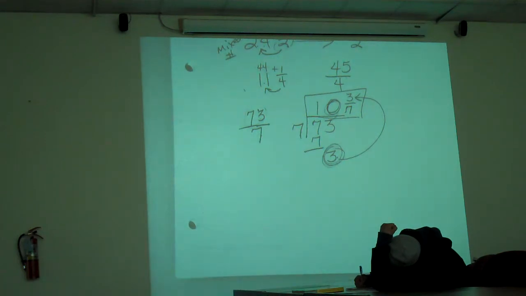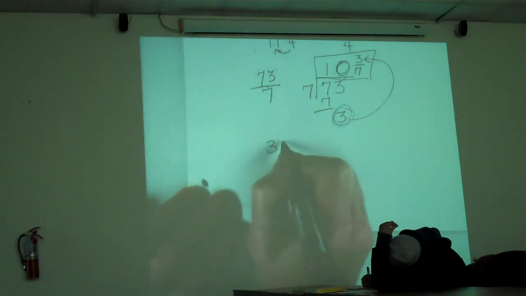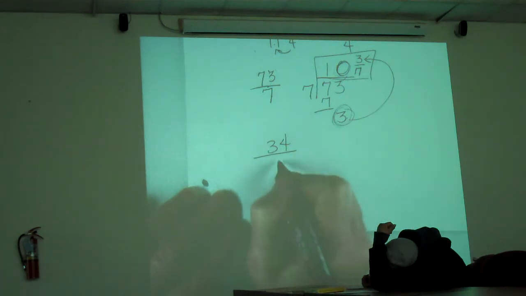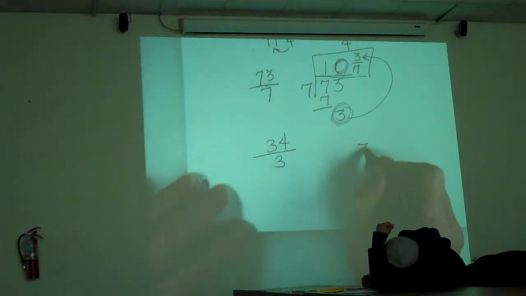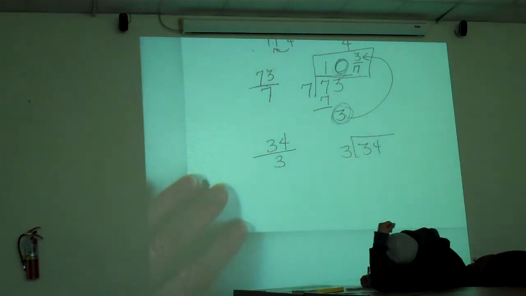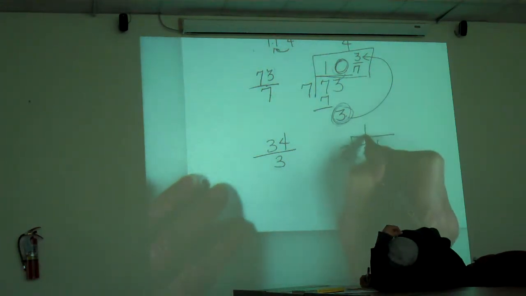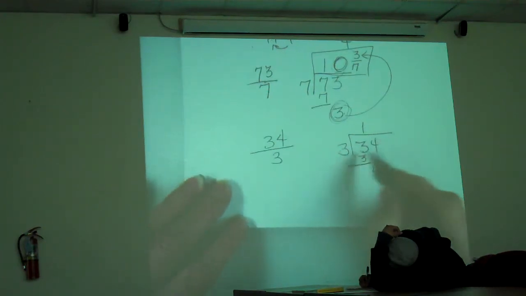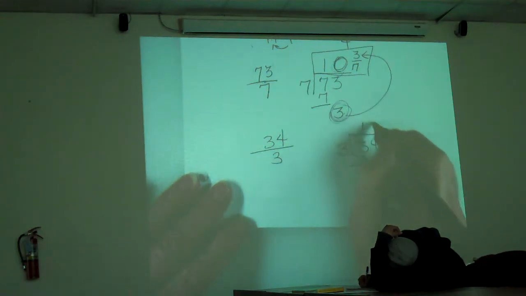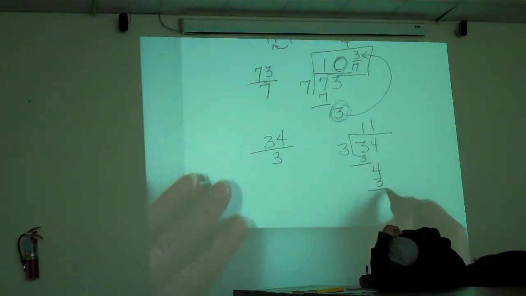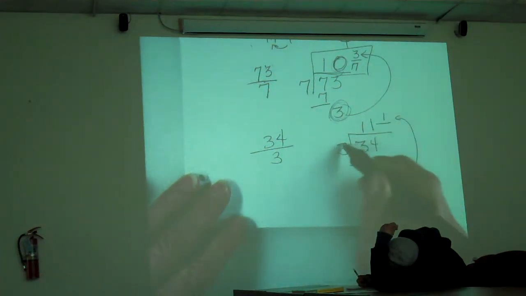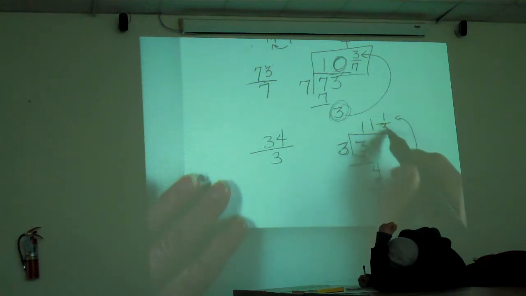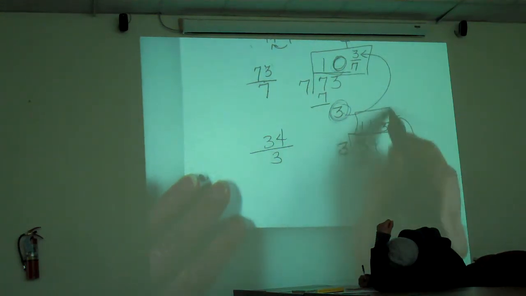Okay, let's do another one. 34 over 3. 34 divided by 3. 3 into 3 is 1. Okay, that's 0. Bring your 4 down. 3 into 4, 1. 1 times 3, 3. The remainder goes on top. And you still have the 3 on bottom. Okay? 11 and 1/3.